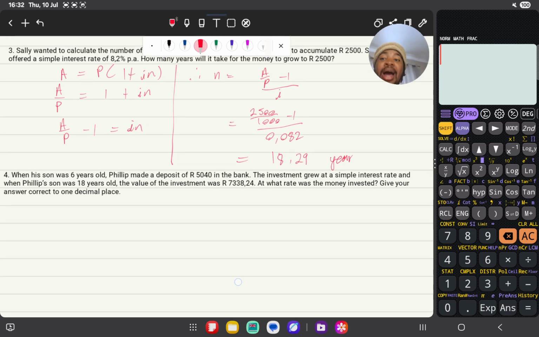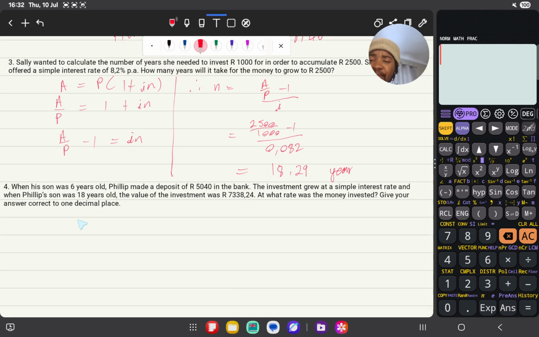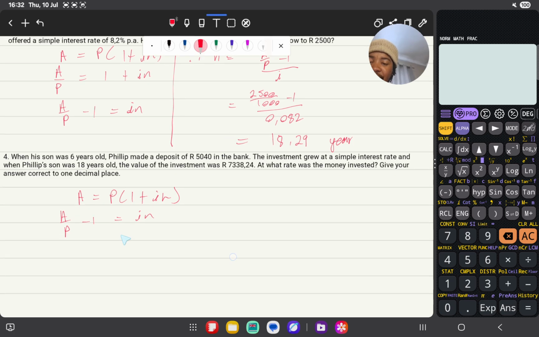So now we're calculating i. Let's do it my way. My way says make i the subject of the formula. So I have A over P minus 1 equals in. It's basically almost the same as the one we had. Therefore i here is going to be A over P minus 1, divided by n.